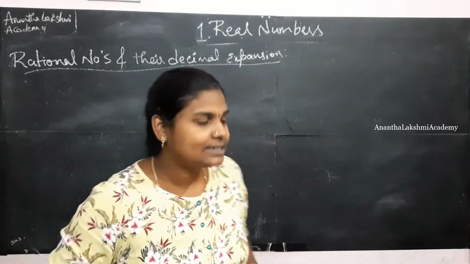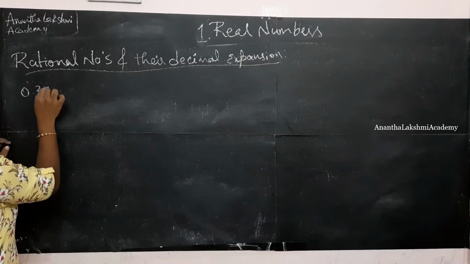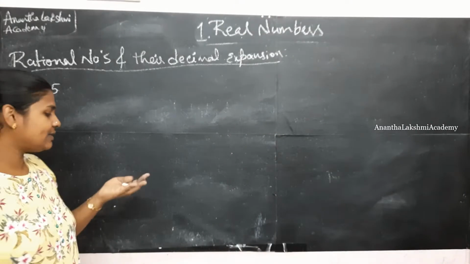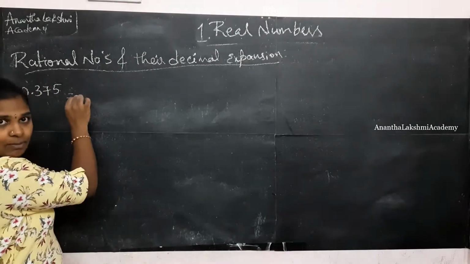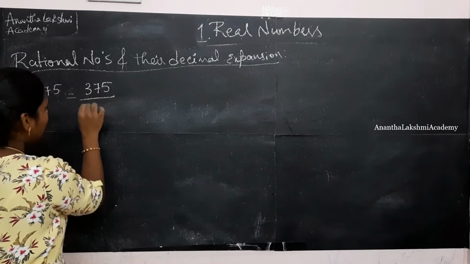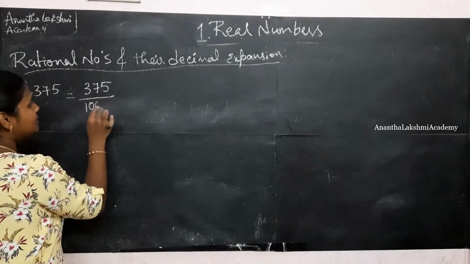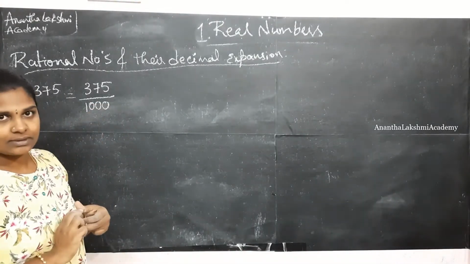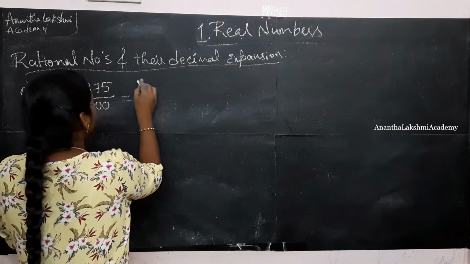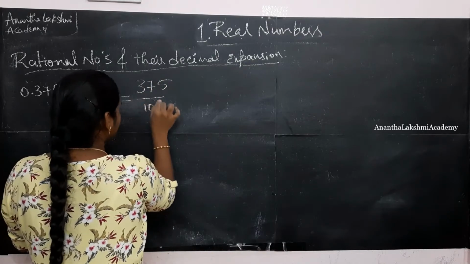Let us consider the example of 0.375. If I am to write it in the form of a fraction, I will write it as 375 in the numerator, and in the denominator 1 followed by as many zeros as there are digits after the decimal point. There are 3 digits, so this is 375 by 10 cube.